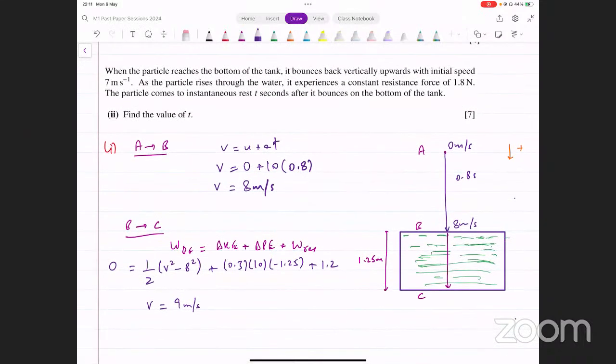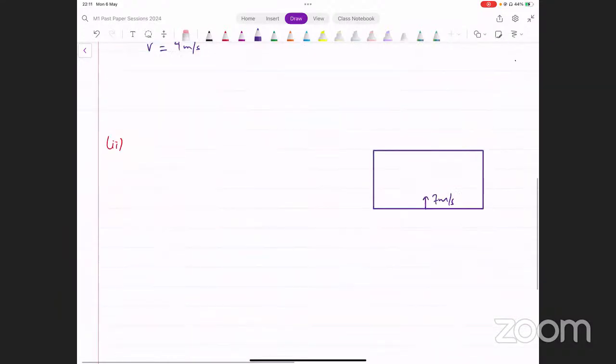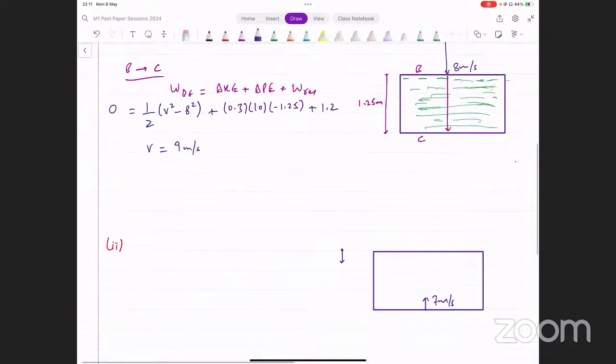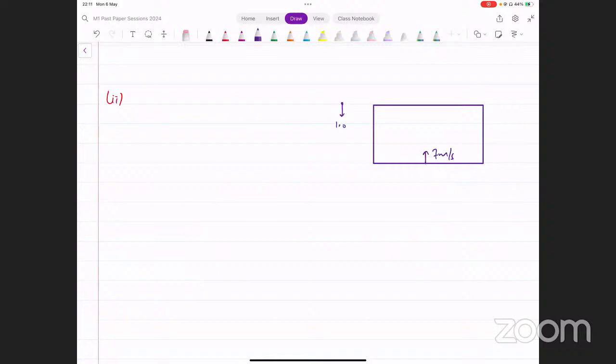As the particle rises through the water, it experiences a constant resistance force of 1.8 Newton. So think about this particle when it's moving upwards, it has a resistance. Resistance always opposes motion, right? So that is going to act in the downward direction. It experiences this resistance, 1.8 Newton. That's the resistance force acting downwards.